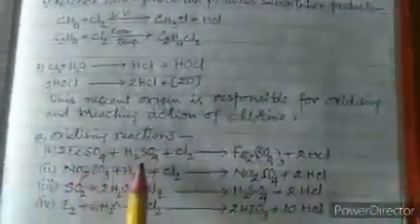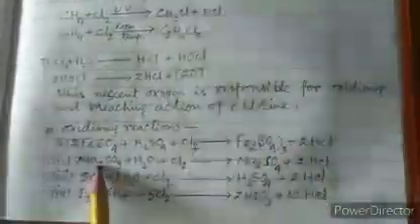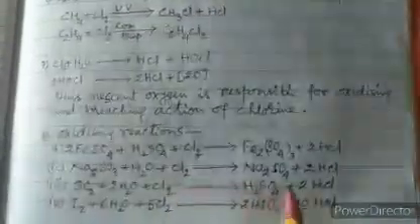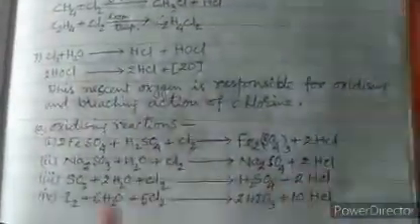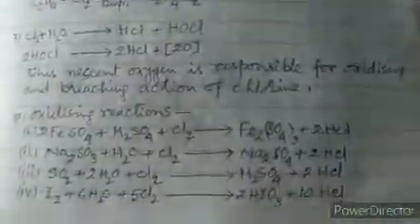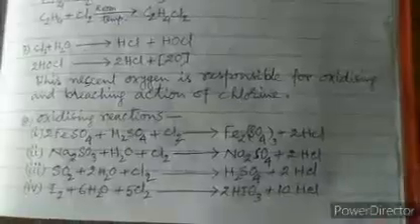Next, oxidizing reactions. When acidified ferrous sulfate solution is treated with chlorine gas, it produces ferric sulfate and HCl. Sodium bisulfite aqueous solution, when treated with chlorine gas, produces sodium sulfate and HCl. Sulfur dioxide aqueous solution treated with chlorine gas produces sulfuric acid and HCl. Iodine solution treated with chlorine gas produces HIO3 and HCl.